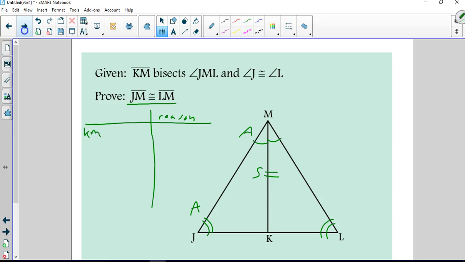Again, we write KM bisects angle JML. And angle J is congruent to angle L. And that's all given to us. Now, based on the bisecting, we know that angle JMK is congruent to angle LMK. We keep the order the same. And that would be definition of angle bisector.